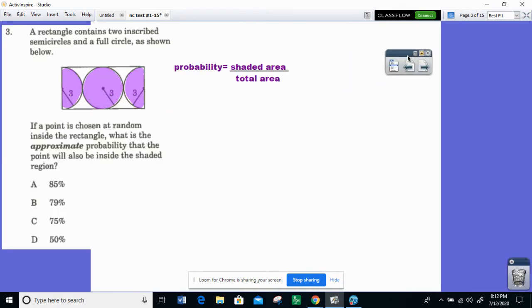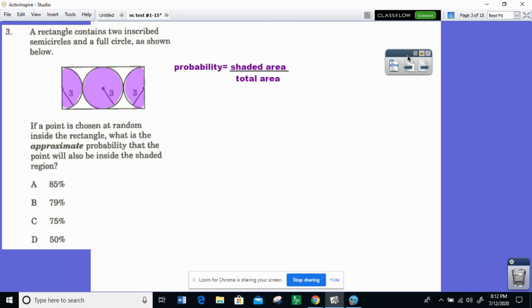All right, let's look at number 3. A rectangle contains two inscribed semicircles and a full circle as shown below. Sorry, on the PDF of this, the shaded area didn't really show up. So everything that's either the circle or the two semicircles is supposed to be shaded. If a point is chosen at random inside the rectangle, what is the approximate probability that the point will also be inside the shaded region?